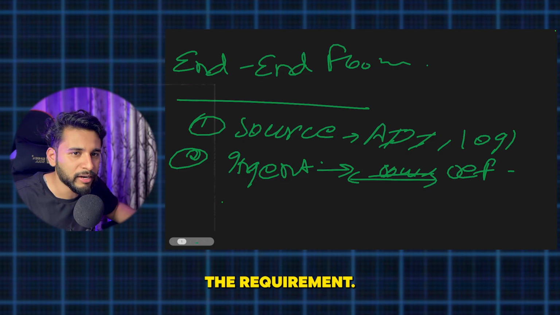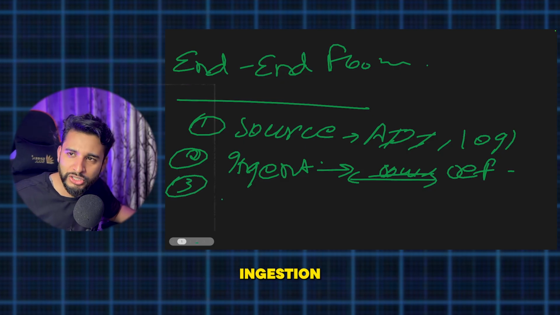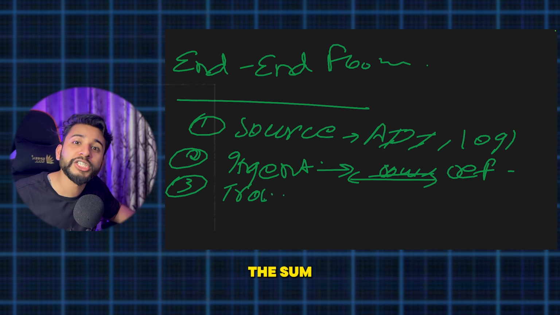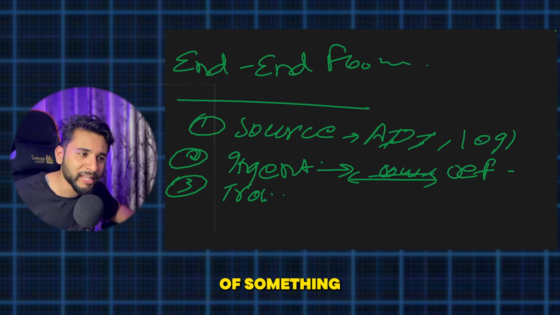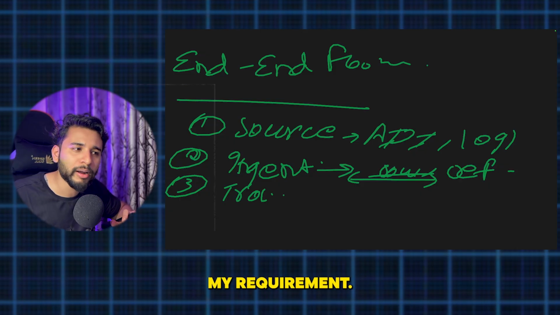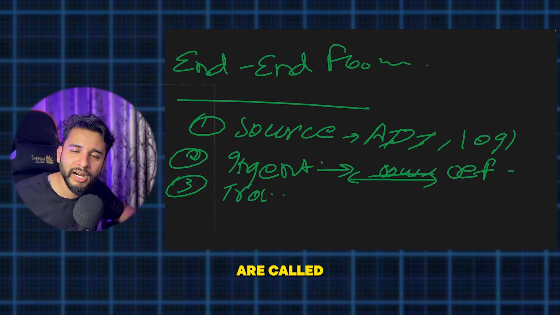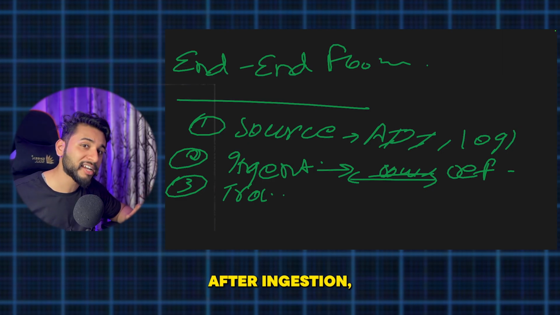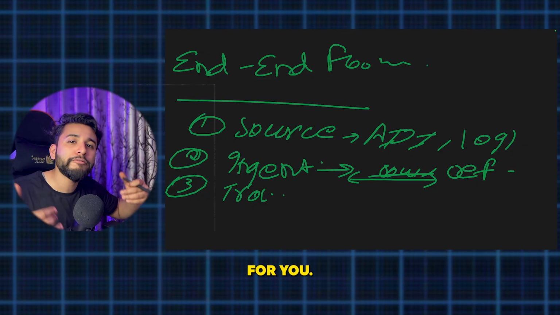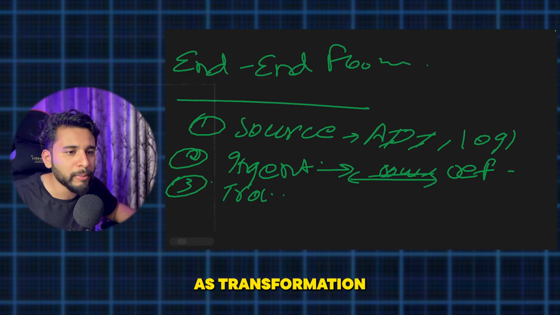That is the requirement. The third thing, after ingestion, is the different kinds of transformation. Like I want the sum of something, I want the average of something, I don't want this particular column, that is not my requirement, so I'll remove that. All those things are called transformation. Anything that you want to apply on the table after ingestion, to make the data more refined and much more usable for you, is called transformation.